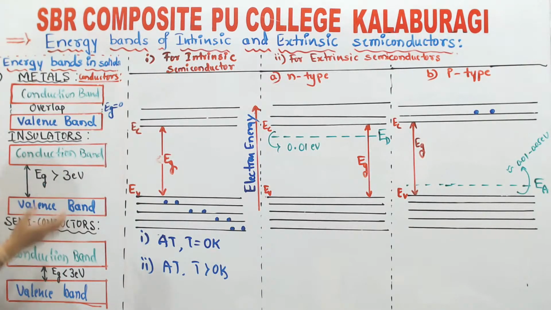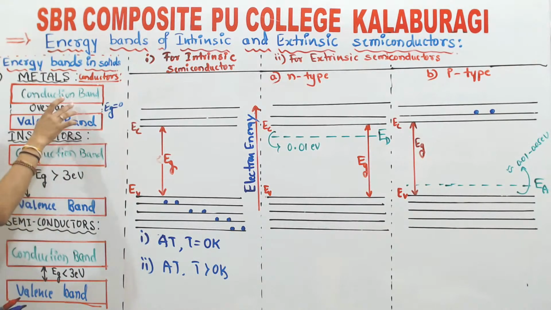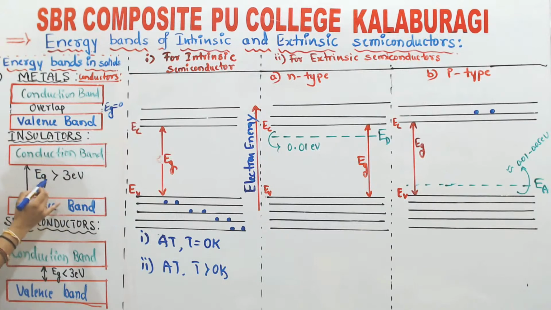If we move to the insulators, what will happen here? Exactly the opposite situation will be here. In insulators, the valence band and the conduction band are separated by a large energy gap that is greater than 3 electron volt. Look at this. The energy gap between these two bands will be greater than 3 electron volt.